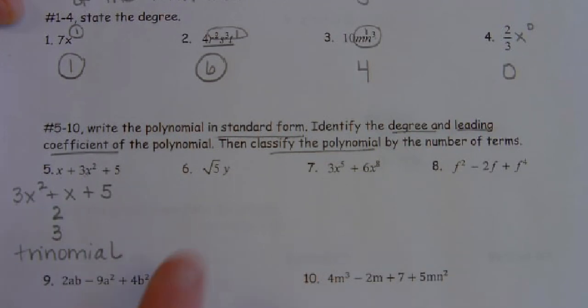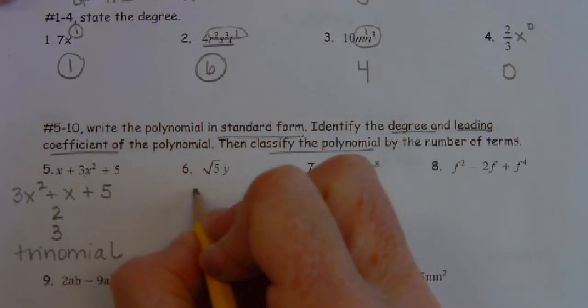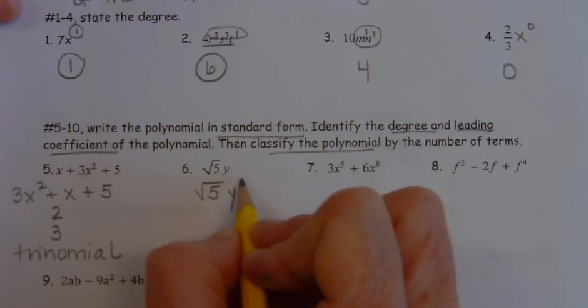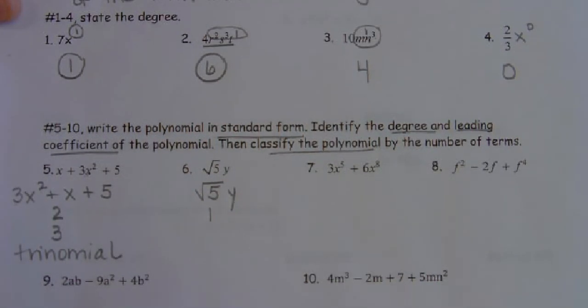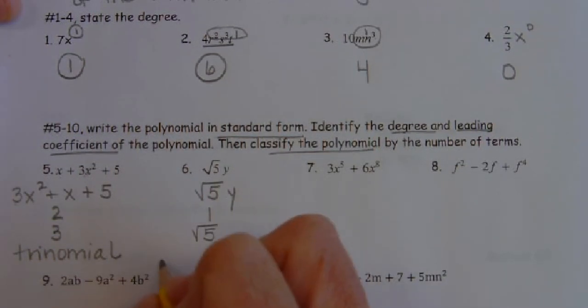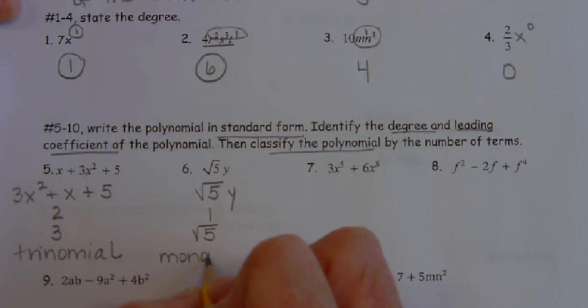On my next example, because there's only one term, I can just rewrite that one term to stay in standard form. My degree is my power, which would be 1. My leading coefficient is the number out front, which is square root of 5, and because he is a one term, he is a monomial.